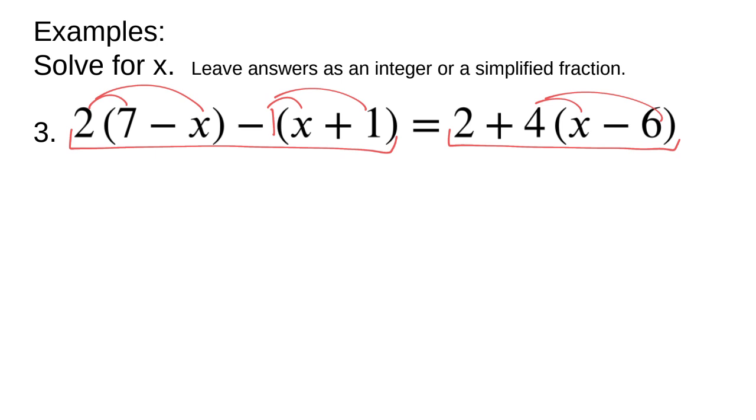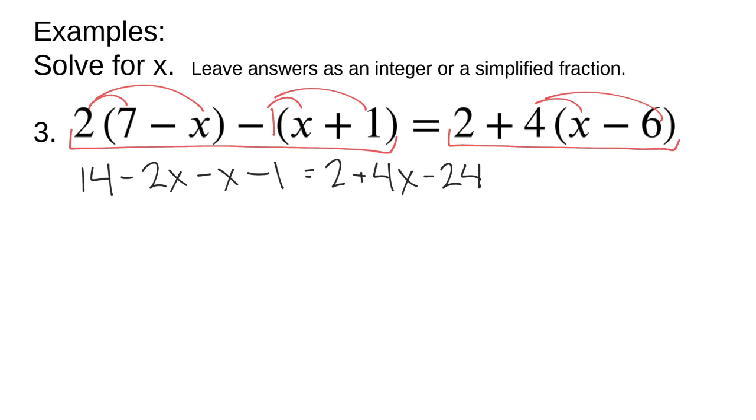So 2 times 7, that's 14. 2 and negative x is negative 2x. Watch your signs here. This is a negative that we're distributing. So negative 1 times x is negative x. Negative 1 times 1 is negative 1. On the other side, we're distributing a 4. This 2 is just kind of hanging out. I'm going to have to wait for a minute. But 4 times x is positive 4x. And 4 times negative 6 is negative 24.